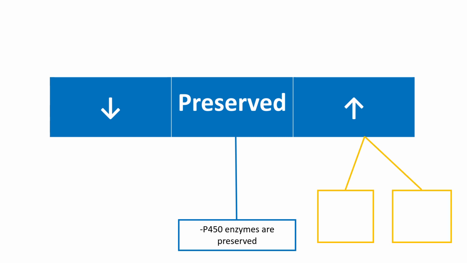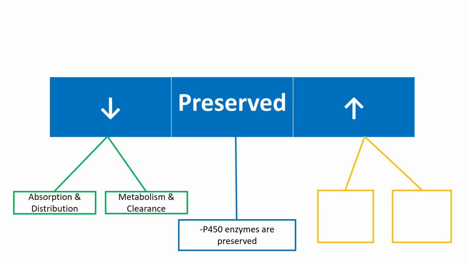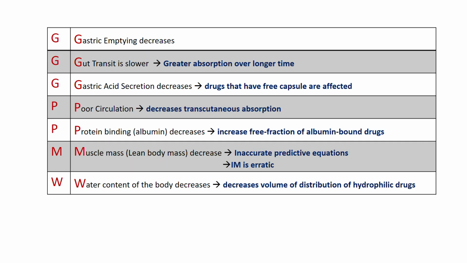The things that are increased are two boxes, and we will leave these two boxes as clues that we will discover later on. The features that will decrease, however, are two only: absorption and distribution, and metabolism and clearance. First, let's start with the absorption and distribution. We have 3 G's, 2 P's, M and W.